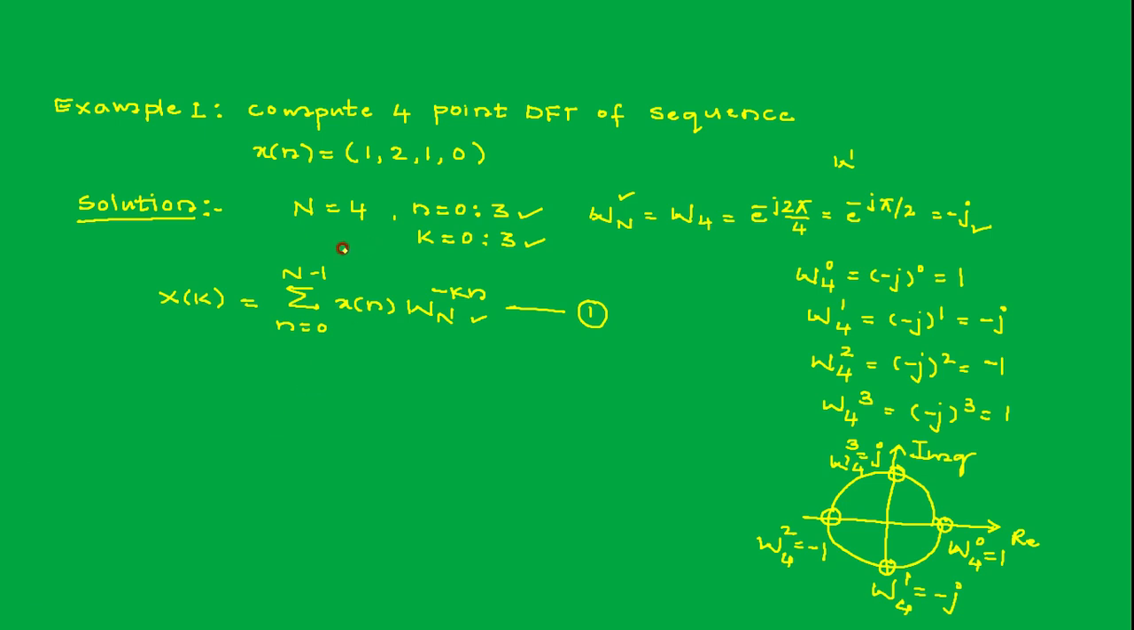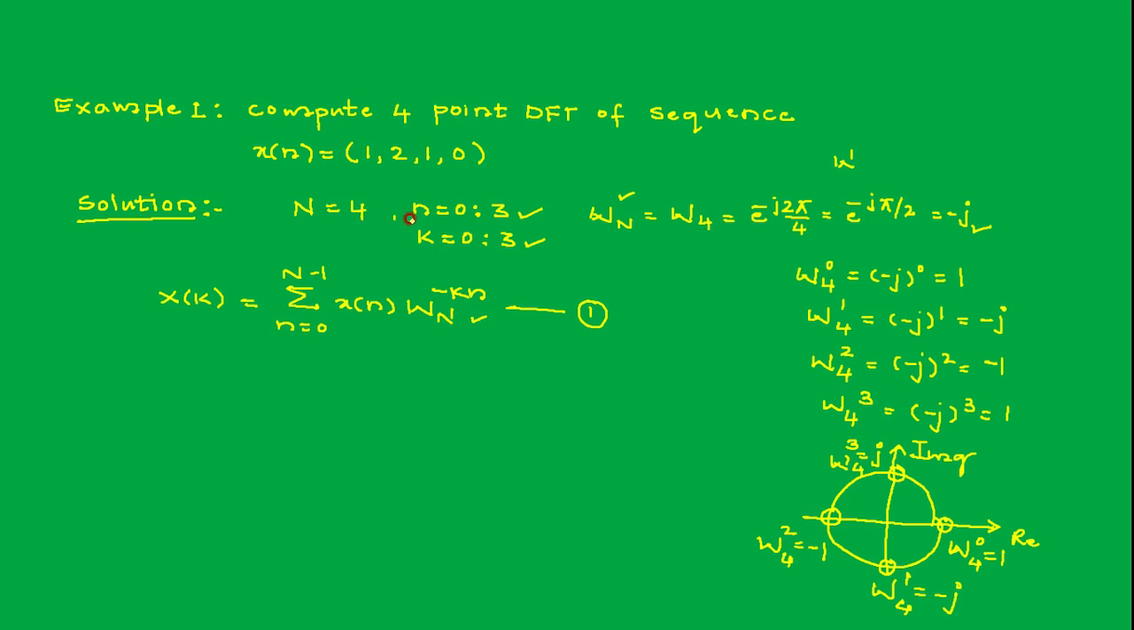1, 0. So I will read out the problem statement once again. Compute the 4-point DFT of the sequence x of n is equal to 1, 2, 1, 0. When the problem statement is given, you have to read out the sequence x of n and write down the capital N, which is the number of samples or elements present in the sequence x of n. So how many samples are there in this sequence? 4, right? 1, 2, 1, 0. So there are 4 samples, N is equal to 4.